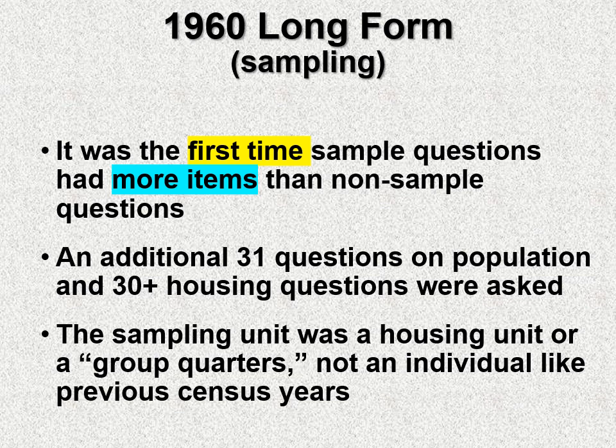Now, important to realize that the sampling unit in 1960 was a housing unit or a group quarters, not an individual like previous census years. So if your family was picked to get the long form, you will get information about everybody in that family. Quite different than 1950.